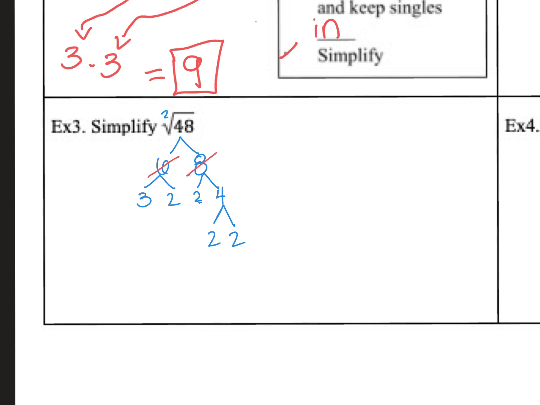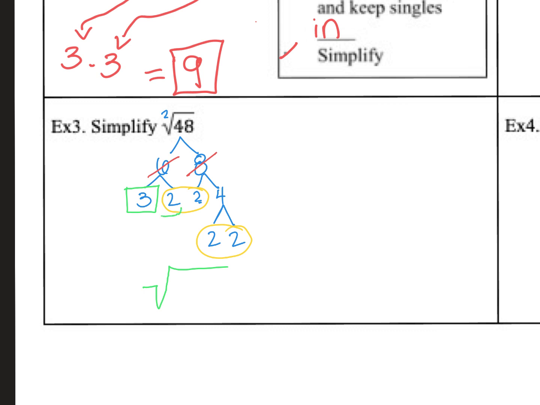My next step is I'm going to circle all of my pairs. So I have a pair of 2s here and a pair of 2s here. Okay. And then my 3, all alone, it's a single. I'm going to box that in, reminding me that that 3 is still there all alone underneath that radicand. So here is my radicand, right?